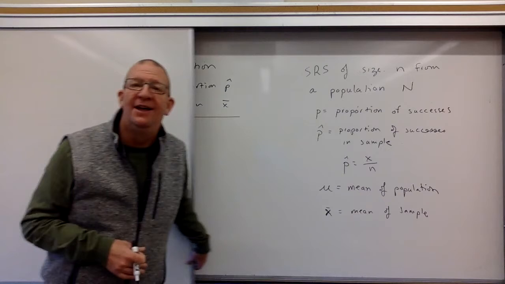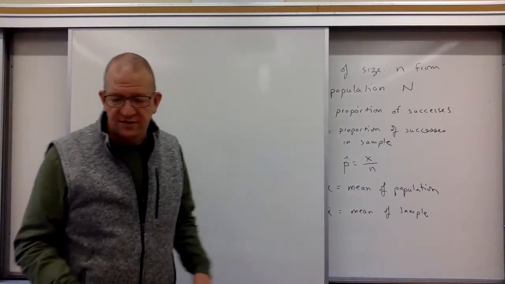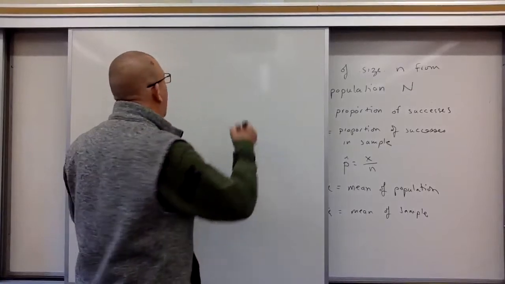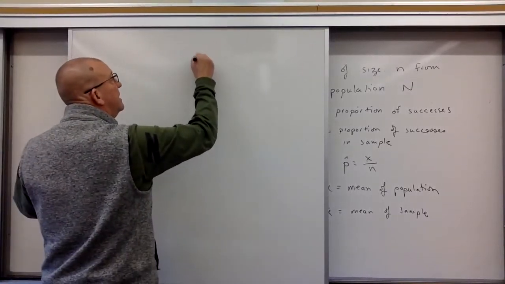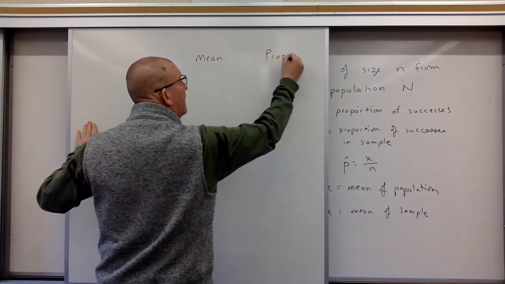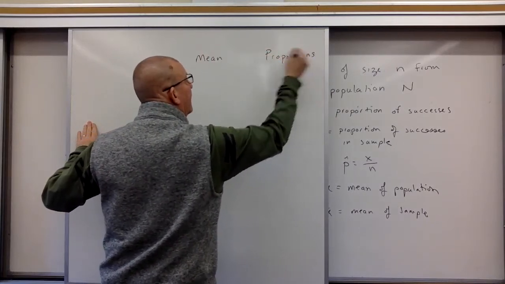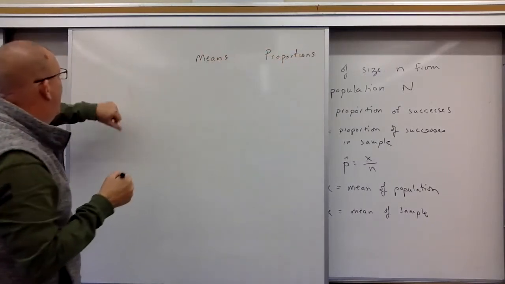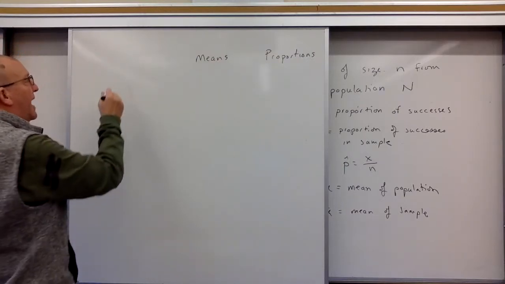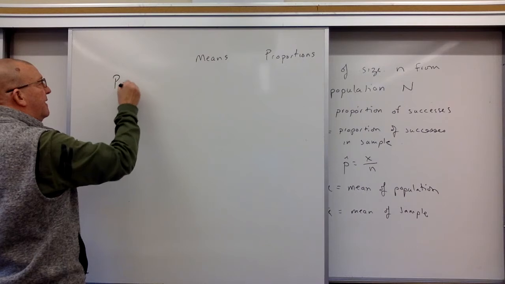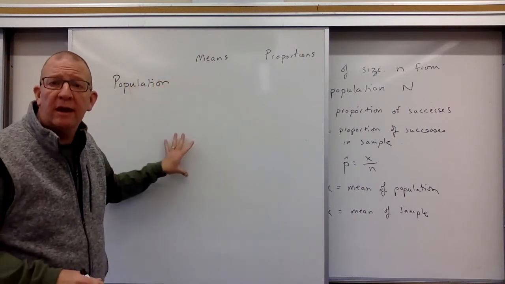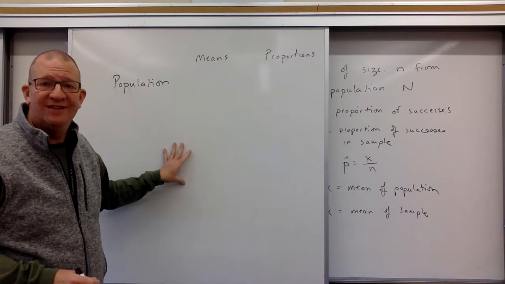Okay, we're back. All right. The way I like to do this is let's look at two columns. Let's look at a column for means and a column for proportion. And then let's just make a column here of all of our information. So we have our population. And I think this will be a really helpful summary when we finish this.